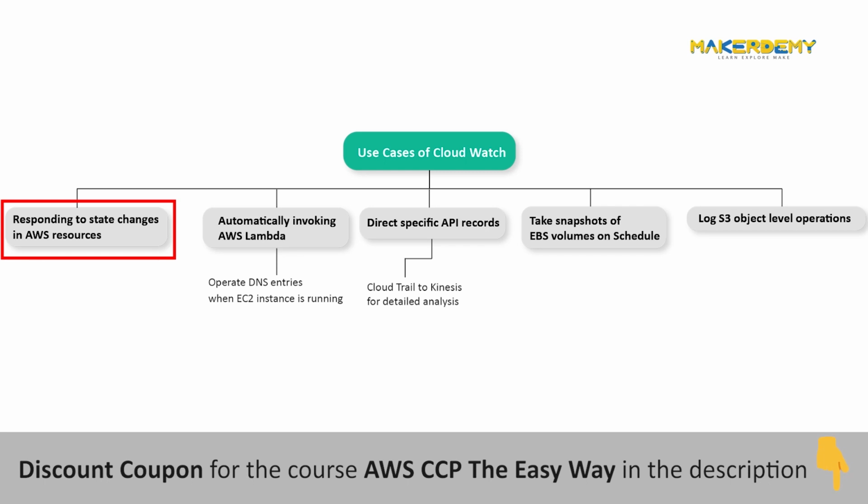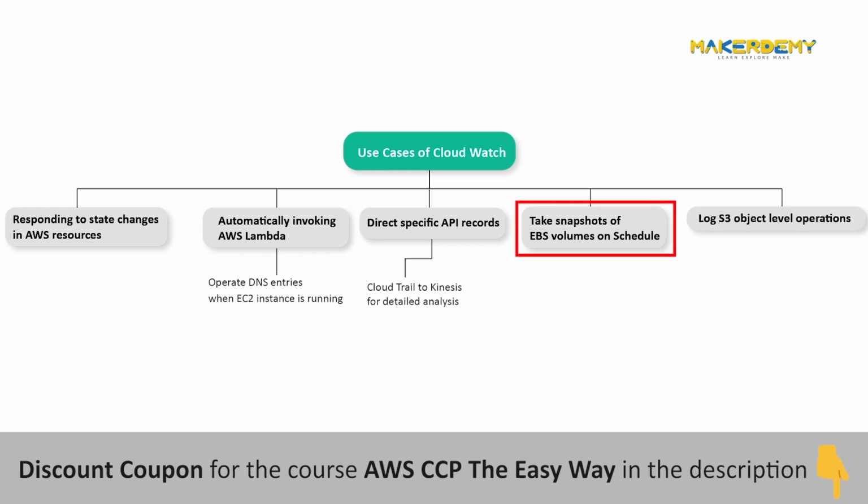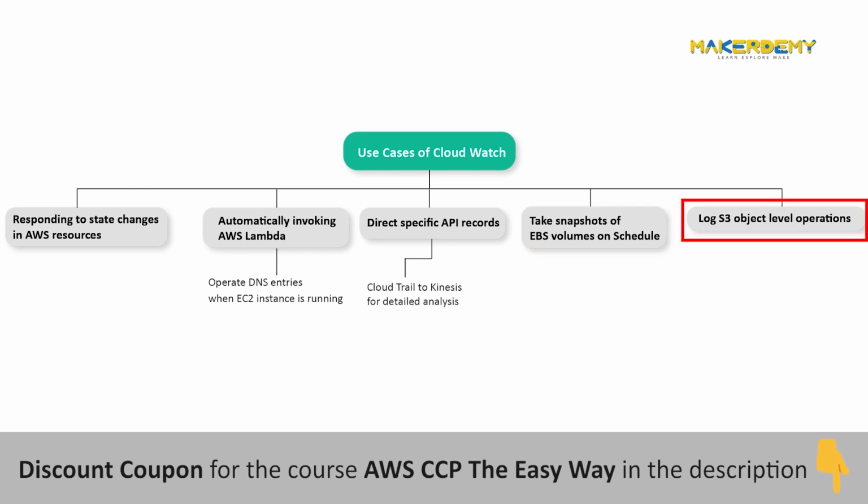Responding to state changes in AWS resources. Automatically invoking an AWS Lambda to operate DNS entries when an event notifies that an Amazon EC2 instance enters the running state. Direct specific API records from CloudTrail to a Kinesis stream for detailed analysis of potential security or availability risks. Take snapshots of EBS volumes on a schedule. Log S3 object-level operations using CloudWatch events.